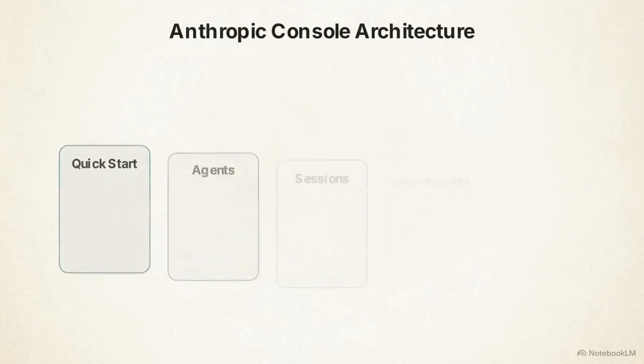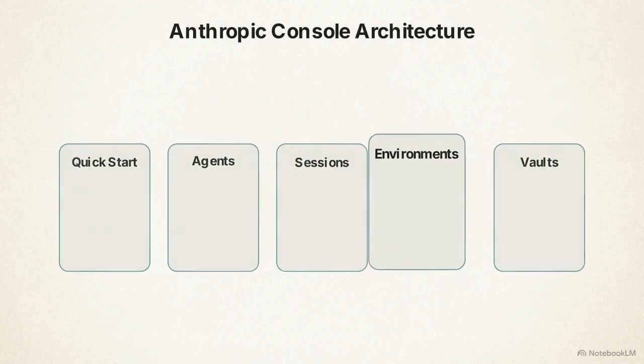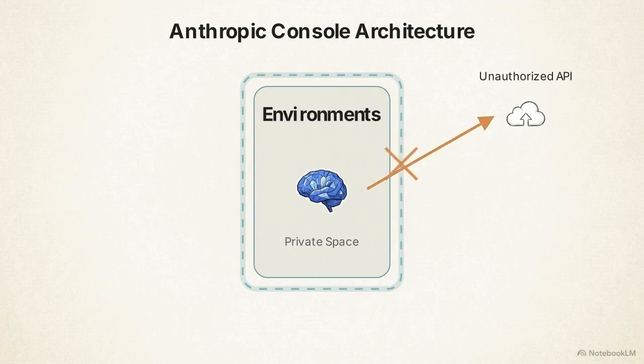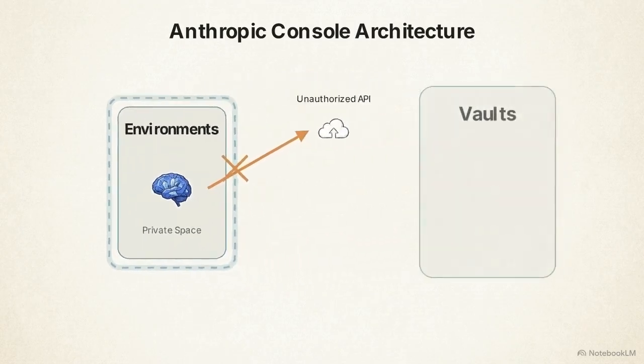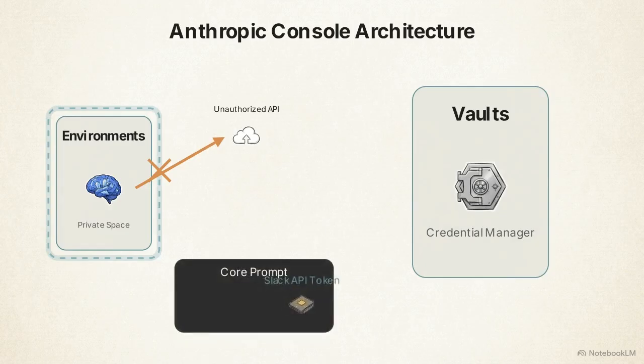The Anthropic console is the central hub for configuring the agent's architecture, starting with the security layer. The environment module provides a private computing space to process logic. Isolating the agent in a sandboxed runtime prevents it from executing unauthorized API calls. Alongside it, the Vault module functions as the encrypted credential manager for the system.